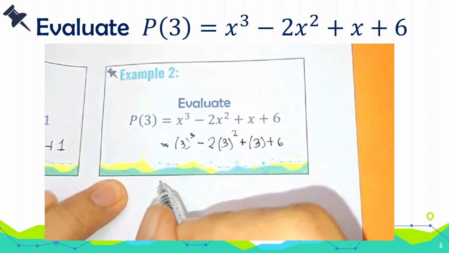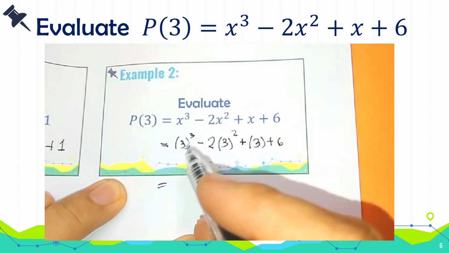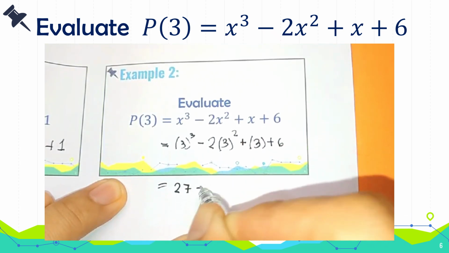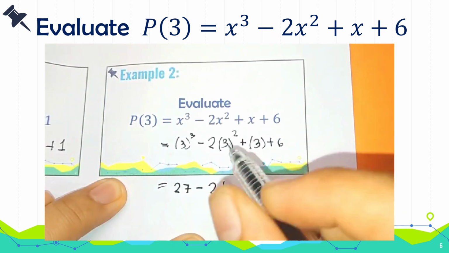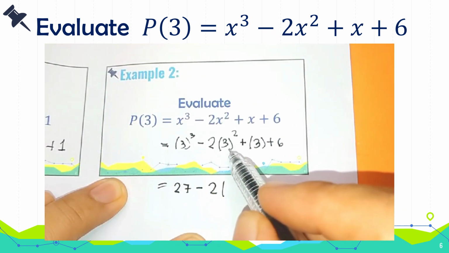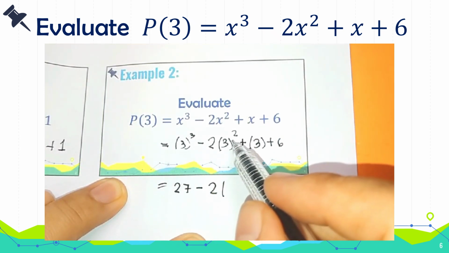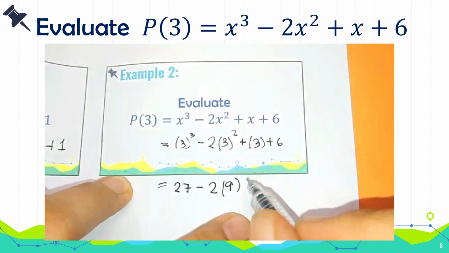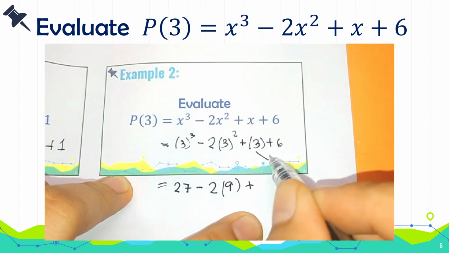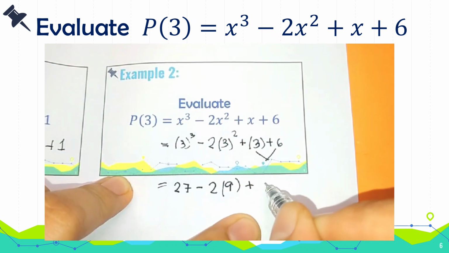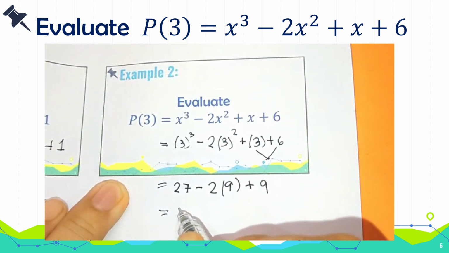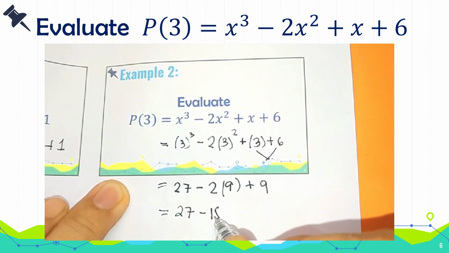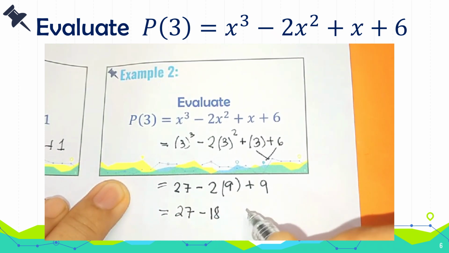Now let's simplify. 3 raised to 3 will give you 27, minus 2. 3 raised to the power of 2 will give you 9. Let's combine this. 3 plus 6 will give you 9. Simplify 27. This will give us 18. 2 times 9 is 18.